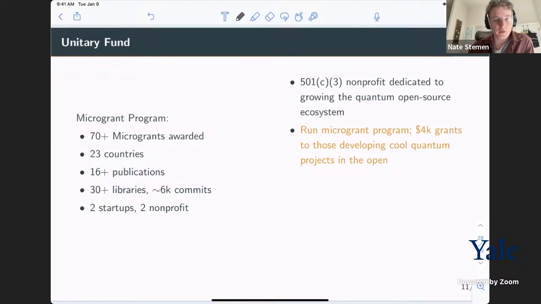So far we've awarded over 70 grants to people in over 20 countries. It's led to quite a few publications, a bunch of libraries, and actually two startups and two nonprofits have been spun out of microgrants. I think they'd been working on stuff, and then the microgrant just gave them a little boost. But yeah, it's been having a pretty good impact.